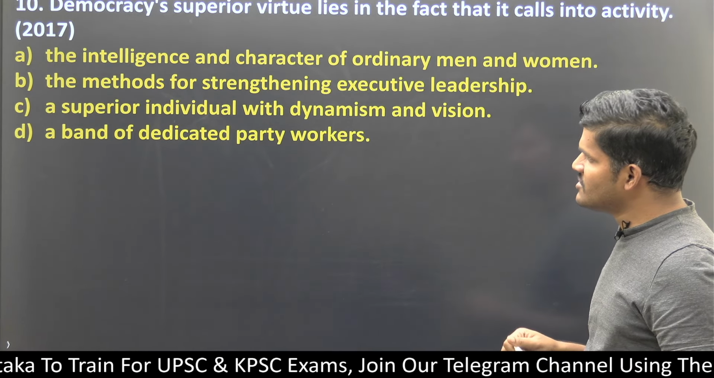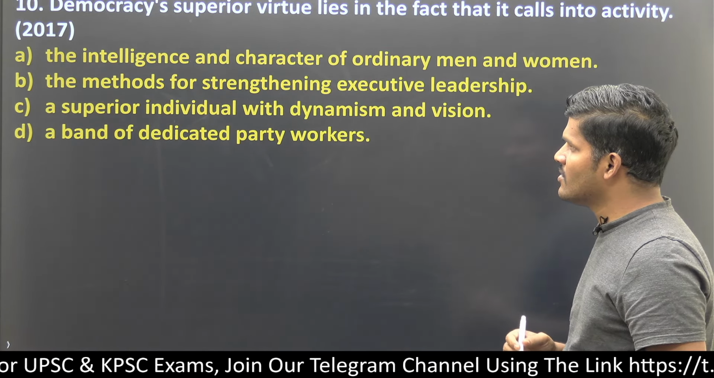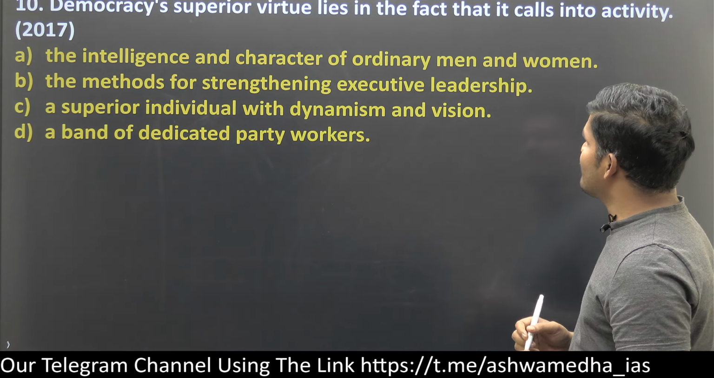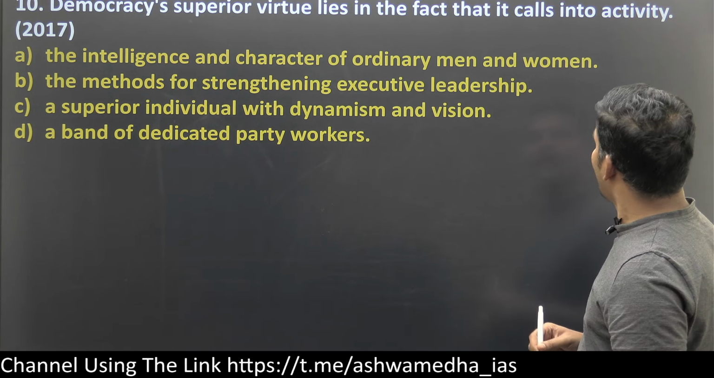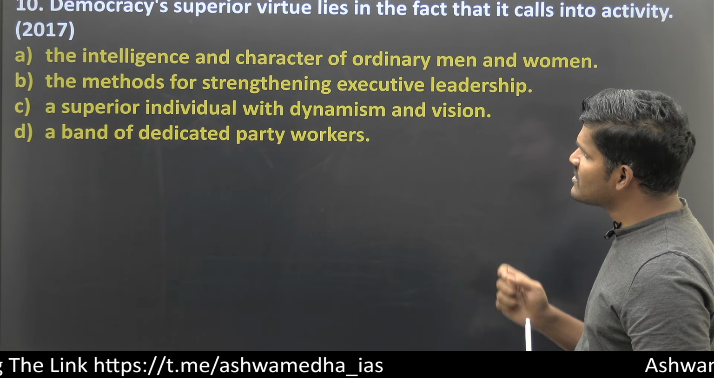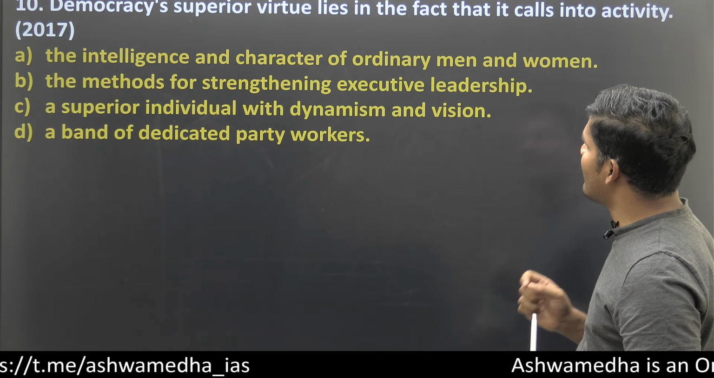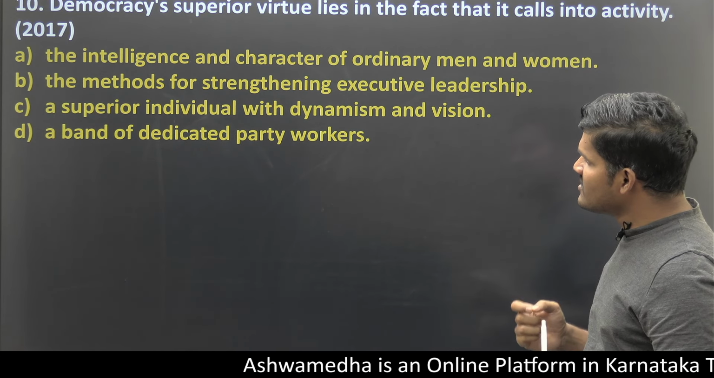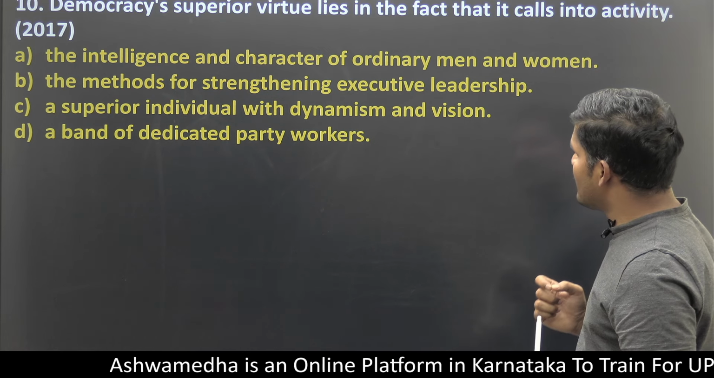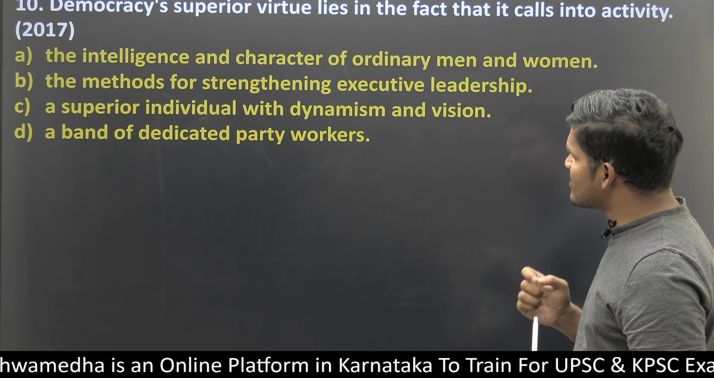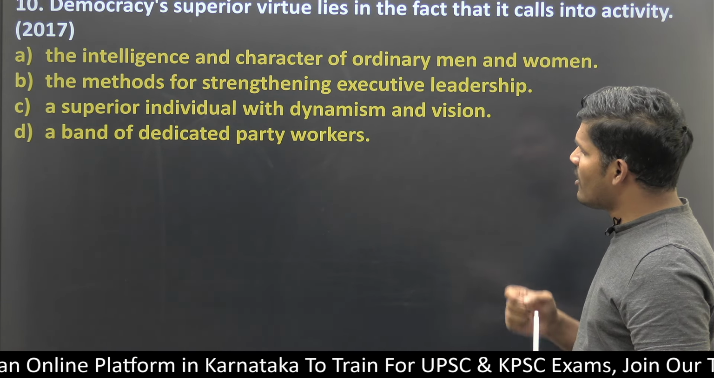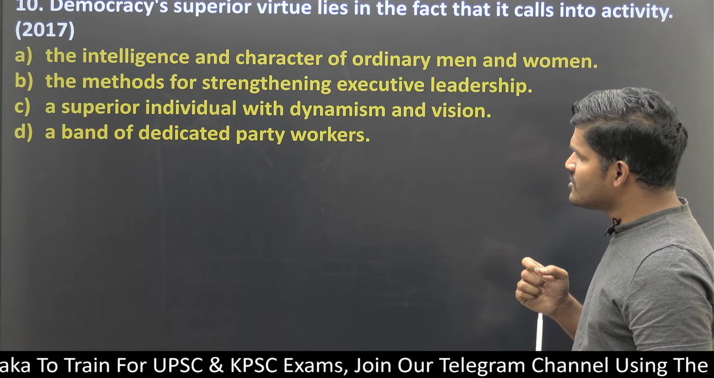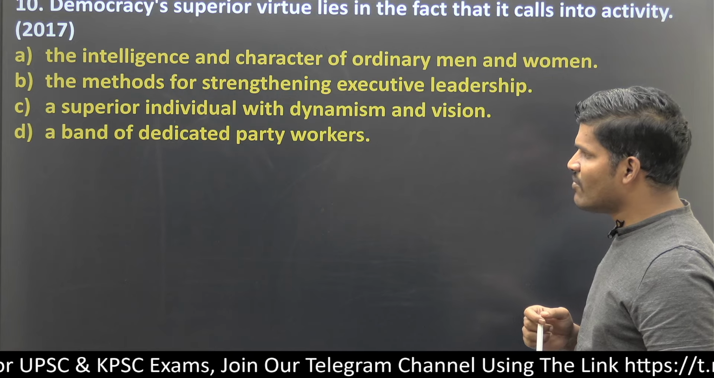Then question number 10. Democracy's superior virtue lies in the fact that it calls into activity: Option A, the intelligence and character of the ordinary men and women. Option B, the methods for strengthening executive leadership. Option C, a superior individual with dynamism and vision. Option D, a band of dedicated party workers.